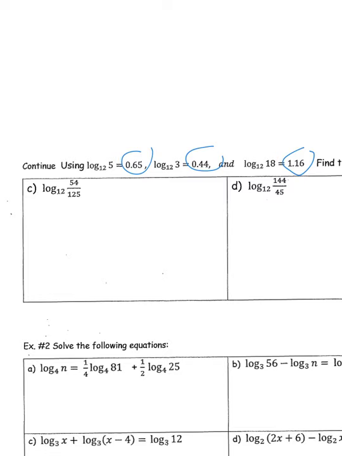Let's see if 54 divided by 18. Yes, 54 is 18 times 3. Okay, so using 12, 5s, and 3s, I'm going to split this. So I'm going to go log the base 12 of 18 times 3 on top over 5 cubed on the bottom. Okay, so we're going to get a sum on top.